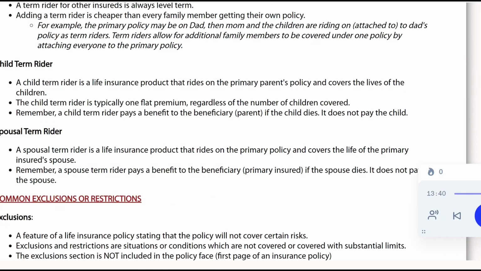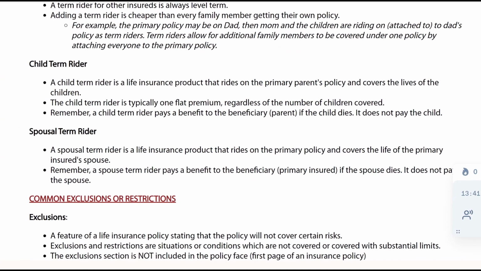A child term rider is a life insurance product that rides on the primary parent's policy and covers the lives of the children. The child term rider is typically one flat premium, regardless of the number of children covered. Remember, a child term rider pays a benefit to the beneficiary parent if the child dies. It does not pay the child.